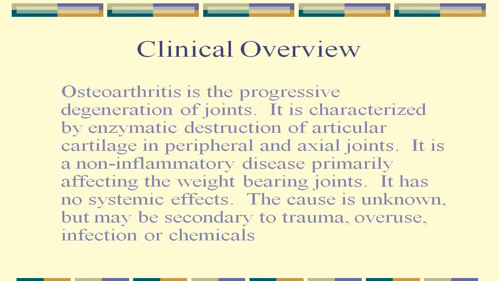The cause is unknown, but may be secondary to trauma, overuse, infection, or chemicals. So this is saying the weight-bearing joints. Where do you hear most older people complain of having arthritis? In their knees. Also, typical places are our hands. We use our hands every day, right? And so we typically see osteoarthritis develop in our joints that we're using a lot, okay? And so we see overuse being one of the common reasons for a person developing osteoarthritis.